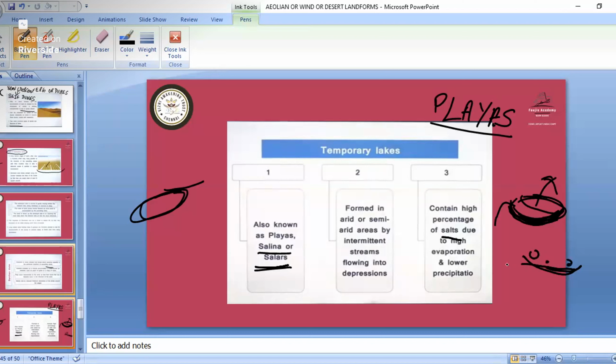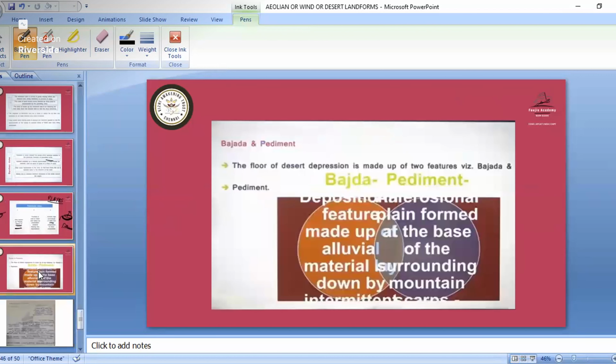So when the rains come, or when river water is coming there, we have salty water. That type of lake is the playa lake. So this is about the playa lakes. Now, Bajada and pediment. The floor of a desert depression is made up of two features, that is the Bajada and pediment.